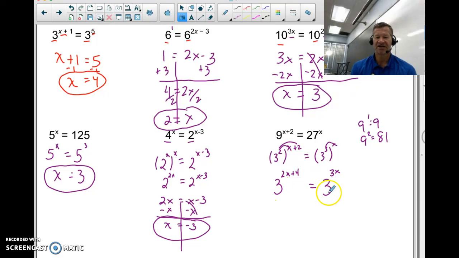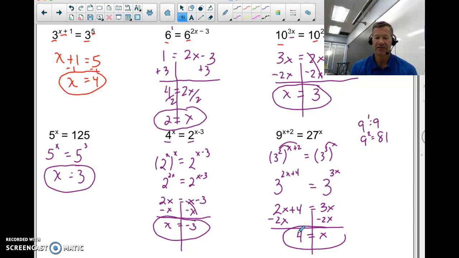Now the bases are the same. Now we can set our exponents equal to one another. 2x plus 4 equals 3x. Here's my equal sign. I want to get all the x's on the same side, so I'll move the 2x over here this time to get it away from the 4. And I've got 4 is equal to x. And we're done with that one.